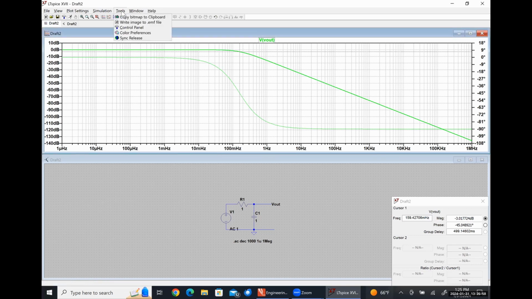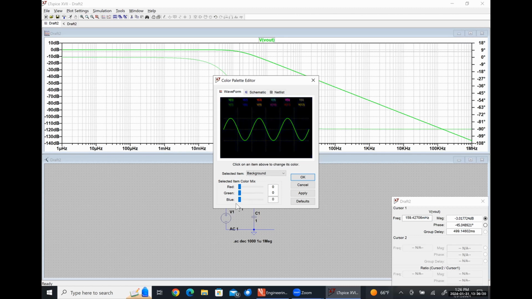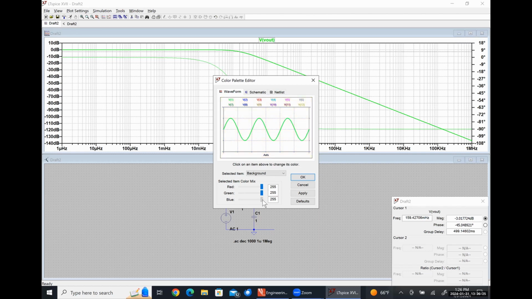So if I go to tools and I go to color preferences, and I literally click to edit my background color, right now it's 255 red, 255 green, 255 blue. Yours is probably set to 0 red, 0 green, 0 blue, or black. But I like having it white, because when I add plots into files and have to print them, it doesn't waste a ton of ink, and then you can't actually see the waveform at all. So this is how I have it set.